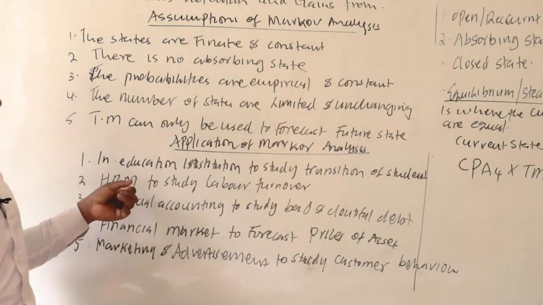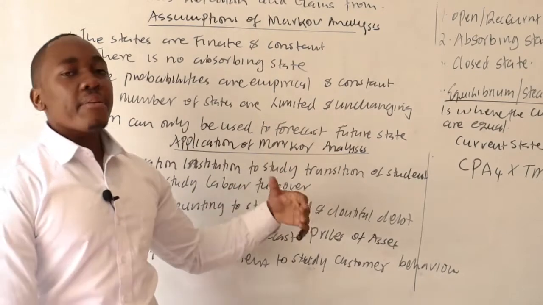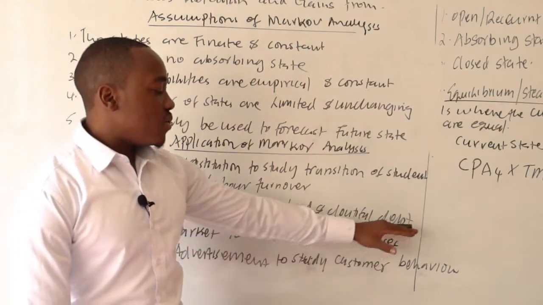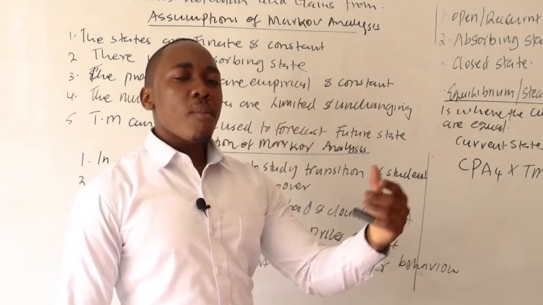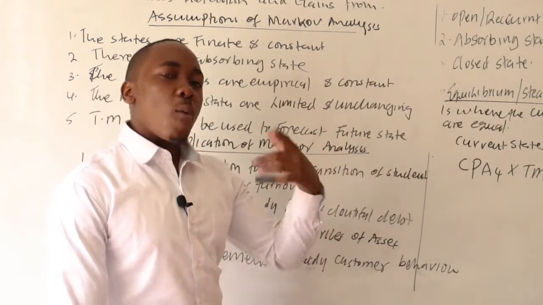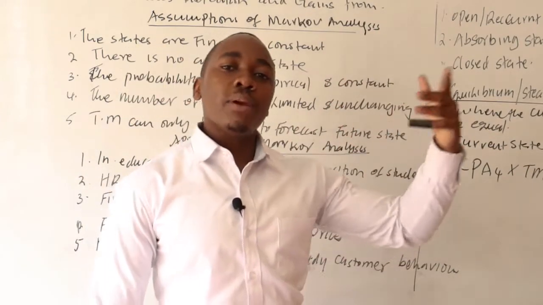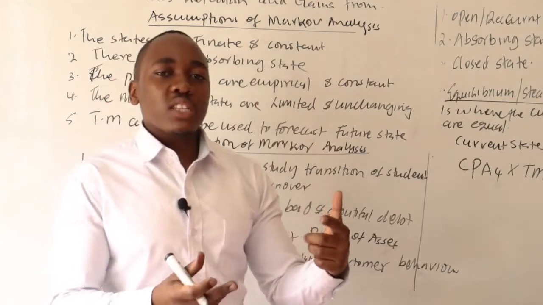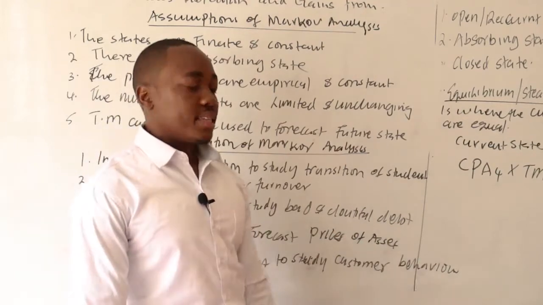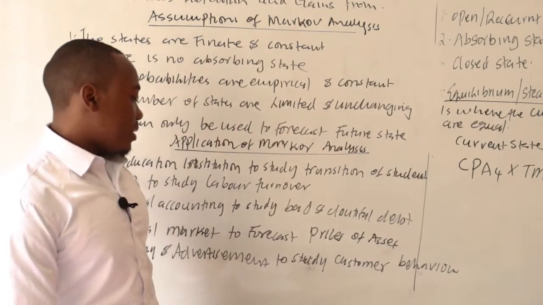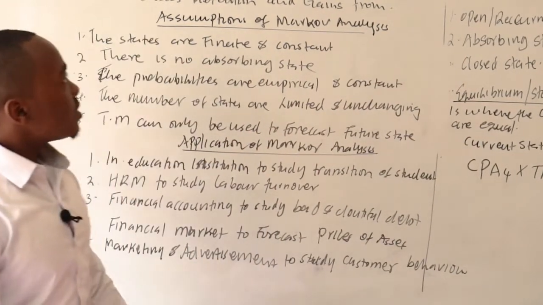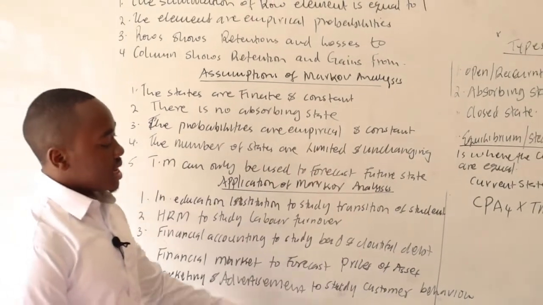Then it's also applied in human resource management to study labor turnover. And then financial accounting to study bad and doubtful debts. In this case, you can use how much the provision was for the previous period for bad and doubtful debts, so that you can forecast how much our provision for doubtful debts will be in the coming period. So you're using the current state to forecast the future state. And then also used in financial markets to forecast prices, and marketing and advertisement to study customer behaviors. Those are some of the applications of Markov analysis in business.